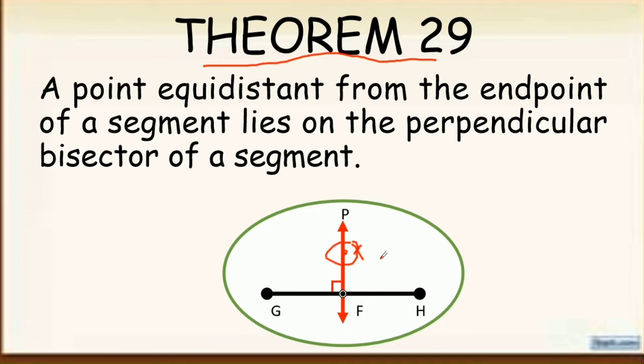Ibig sabihin, kung mula dito sa point H hanggang dito kay point X is 5 cm and mula kay point G hanggang kay point X is 5, therefore, line PF is a perpendicular bisector of segment GH.